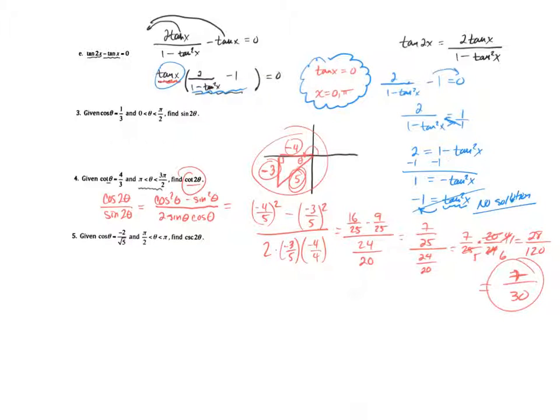So you can see that these other two problems, this one and that one, would be very similar, where you just have to draw the triangle, figure out what the missing side length is, and then apply the appropriate formula. So there you go.